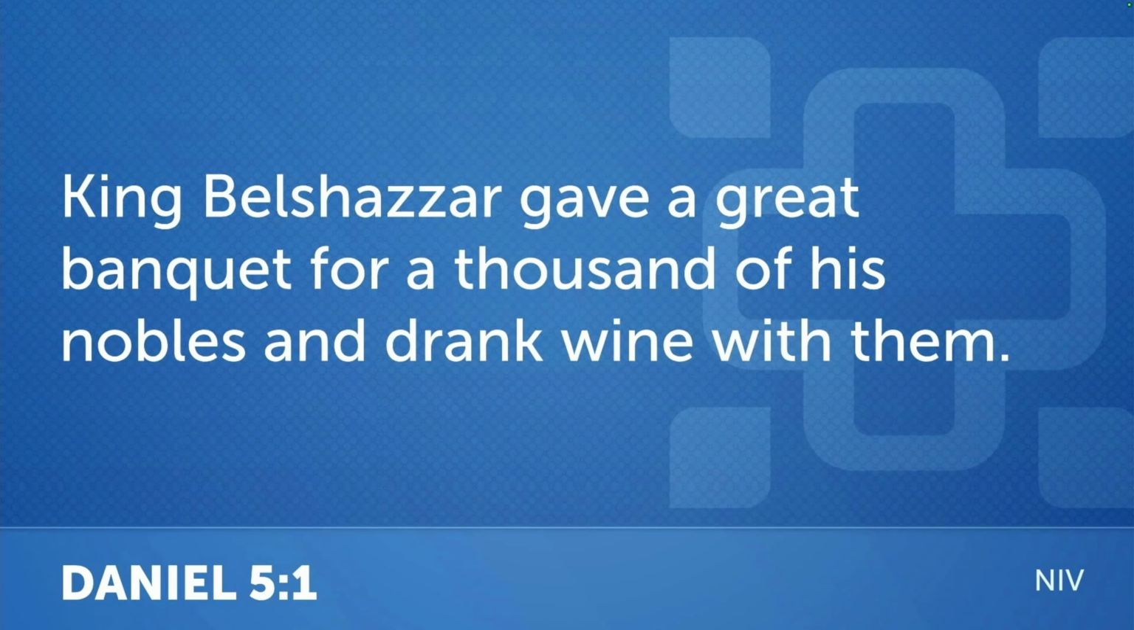Now, Daniel 5:1 begins with the statement that King Belshazzar gave a great banquet for 1,000 of his nobles and drank wine with them. So the story begins by telling us that King Belshazzar gave a great banquet for 1,000 of his nobles and drank wine with them.